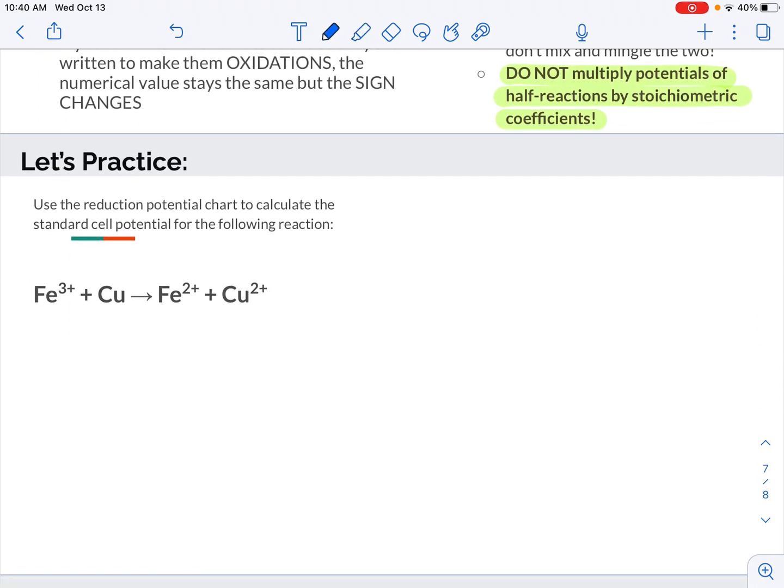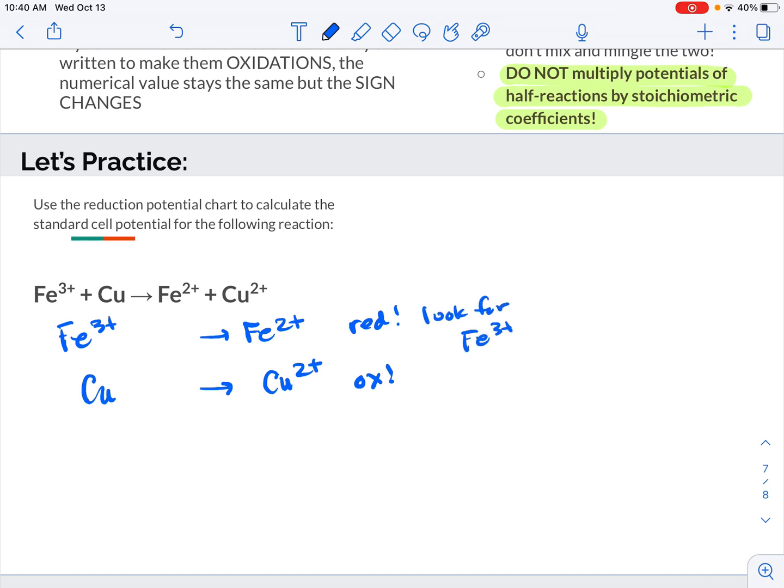All right, so the first thing I want to do is use the reduction potential chart to calculate the standard cell potential for the following reaction. So I need to identify what's happening here, and I see that I have Fe3+ forming Fe2+. And I can start to worry about where the electrons are and all of that, how many of them, or I can look it up on the chart. I can also see that my other half reaction is Cu forms Cu2+. So this is the reduction, and this is an oxidation.